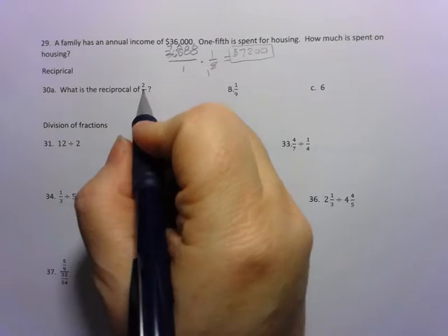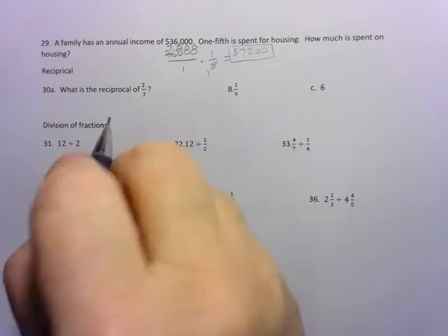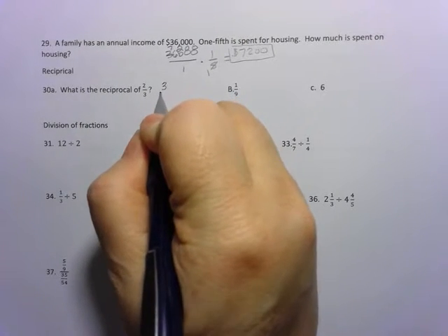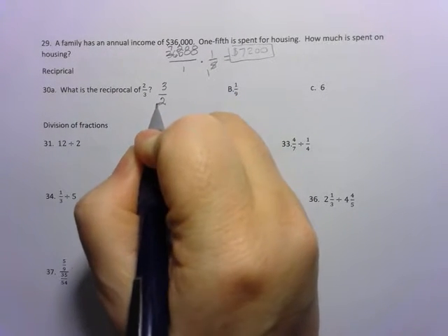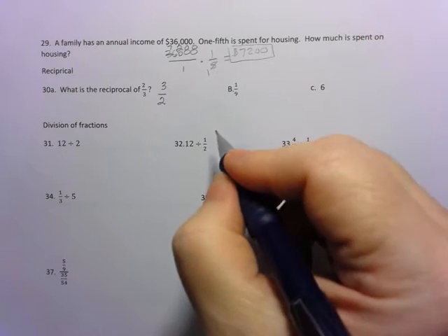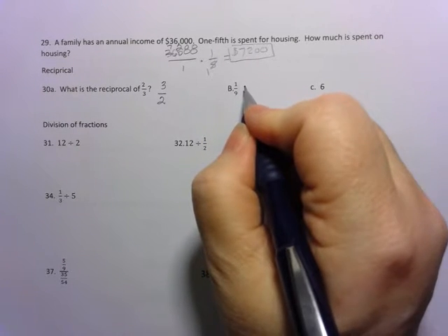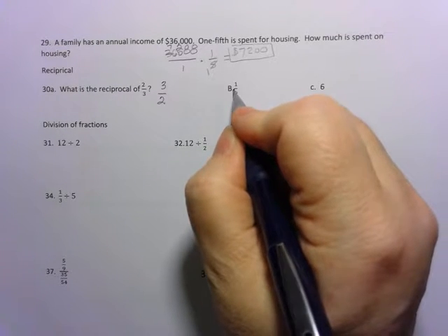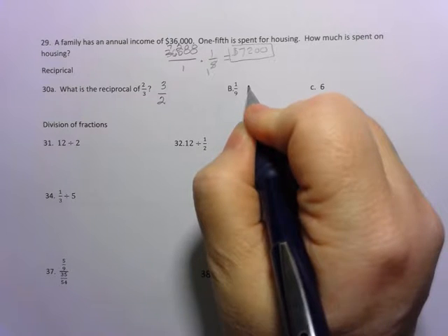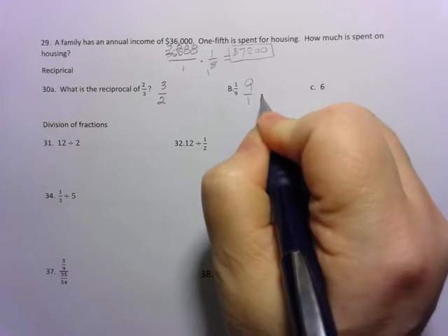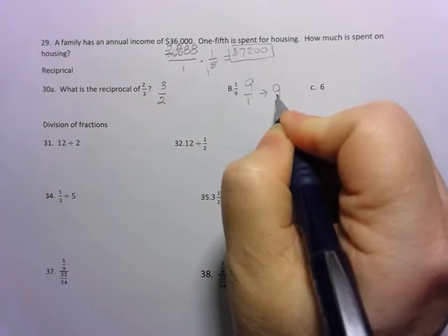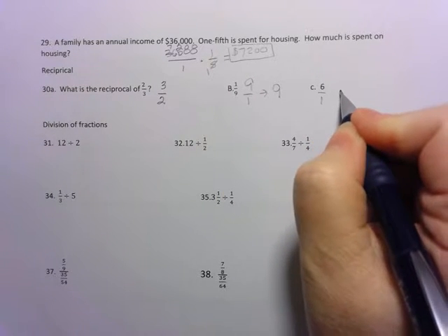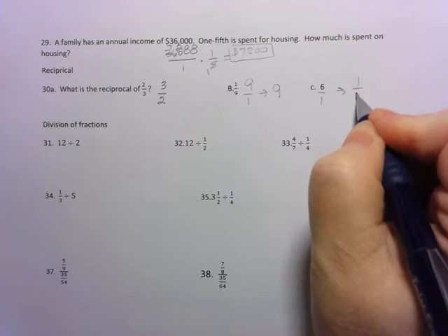What is the reciprocal of 2/3? The reciprocal is when we invert the numbers, so it would be 3 over 2. We need to know reciprocals when we divide, because we divide by multiplying by the reciprocal. So the reciprocal of 1/9 would be 9 over 1, which is simply 9. The reciprocal of 6, which is really 6 over 1, is 1/6.